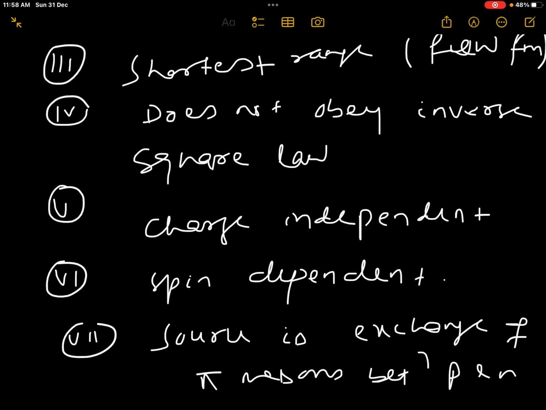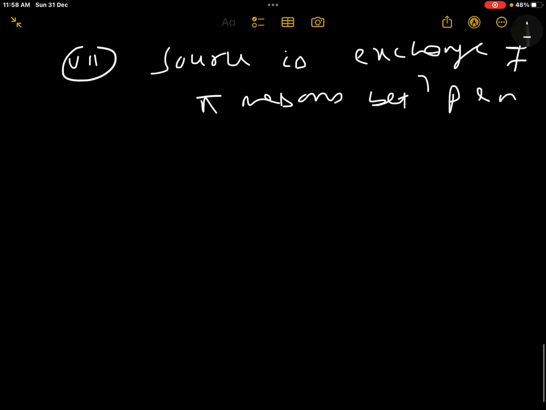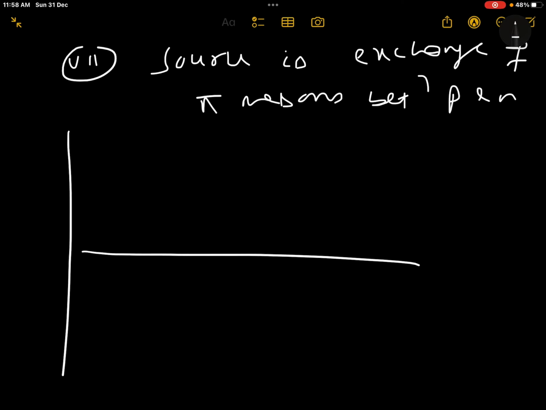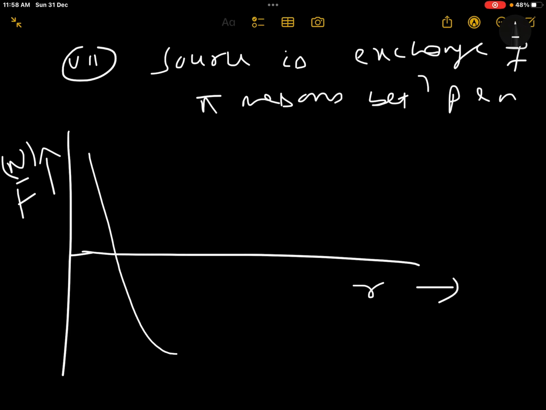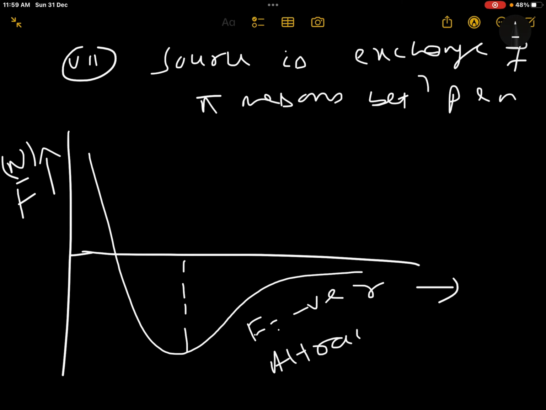Then what is the shape of the nuclear force versus distance graph? The graph is like this. This is nuclear force. This is distance. Here it is below the x axis, that is negative. Here force is negative. Negative means it is attractive. Remember. Here F positive means repulsive.